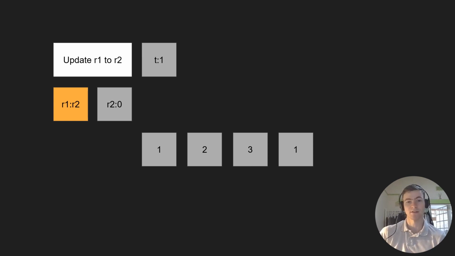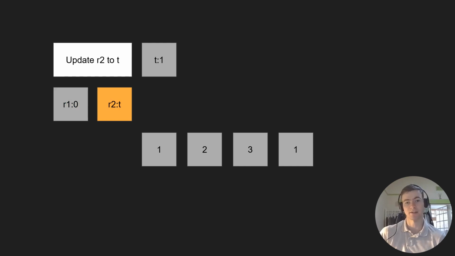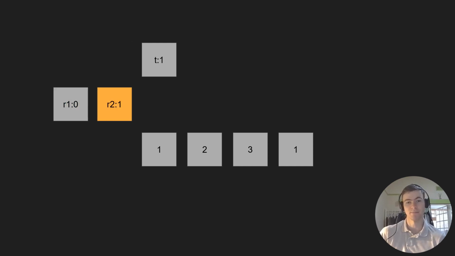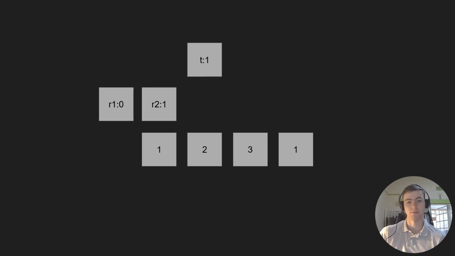Then we're going to update R1 to R2, which is 0, and we're going to update R2 to T, which is 1. Once we've done this, we're going to check if we've reached the end of the array, and if not, we're going to move one step along.